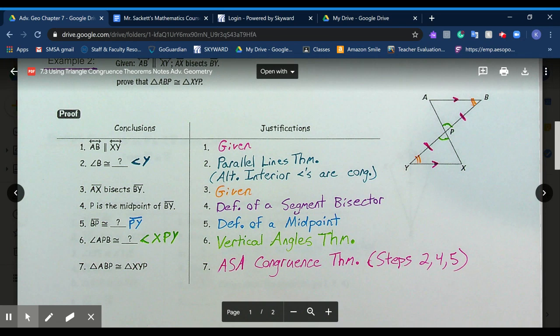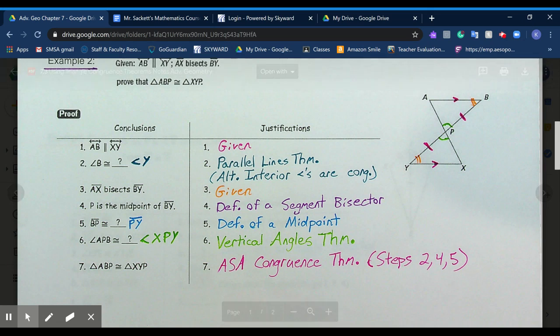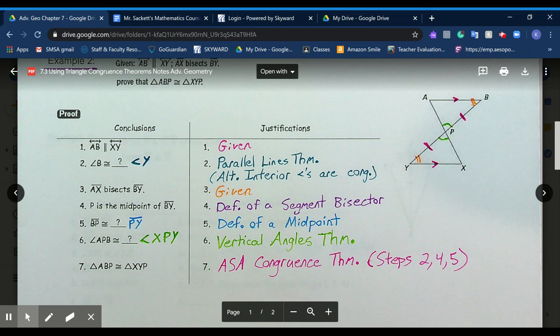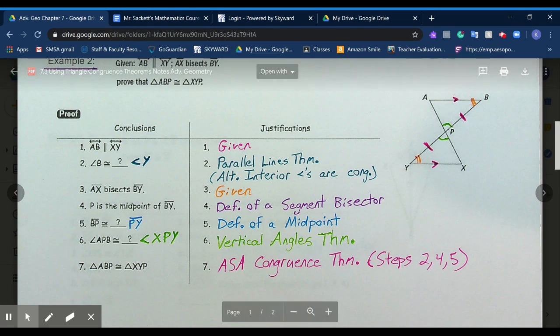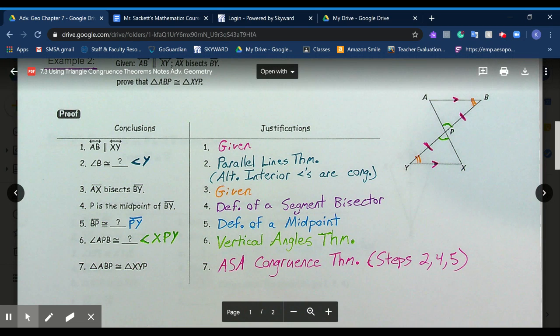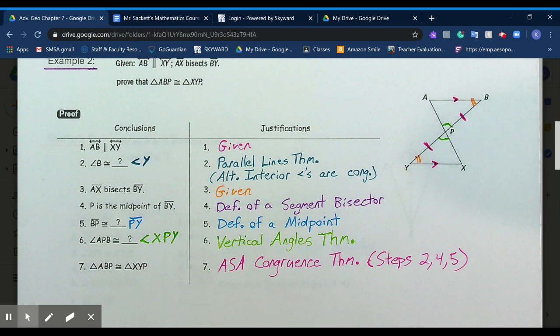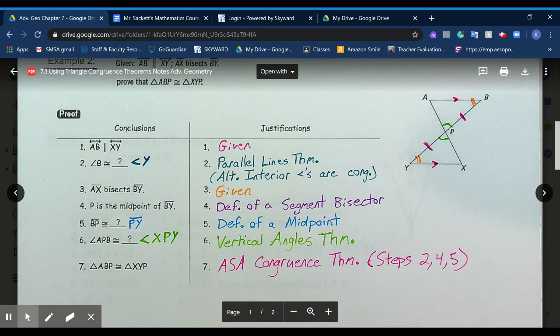Then AX bisecting BY was part of our given. P is the midpoint of BY, which would just be part of the definition of a segment bisector: a segment bisector intersects the other segment at a midpoint. Then, by definition of a midpoint, that tells us that BP would be congruent to side PY.